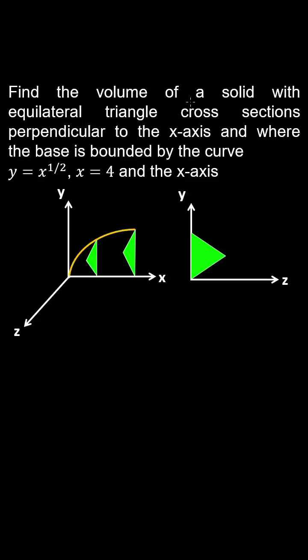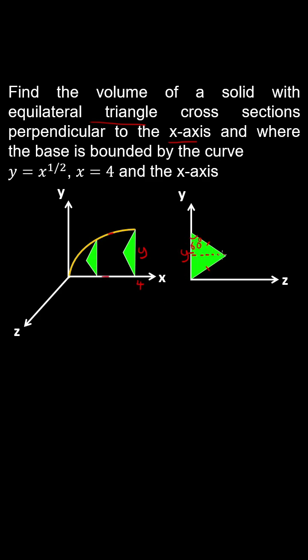Let's find the volume of a solid with equilateral triangle cross sections that are perpendicular to the horizontal axes. And the base is bounded by the curve y equals x to the 1/2, the vertical line at x equals 4, and the horizontal axes. So the dimension of the triangle is described by y, and each edge has equal length. And the triangle has equal angles of 60 degrees.